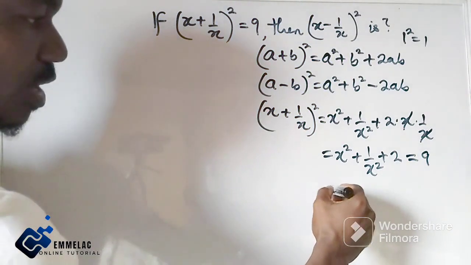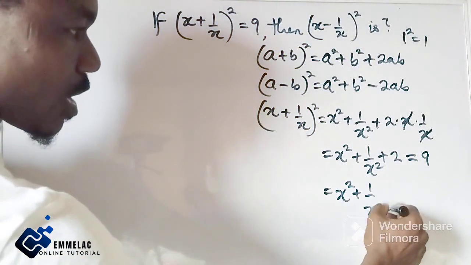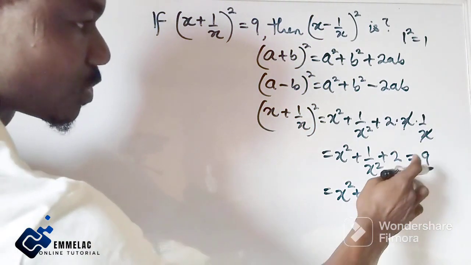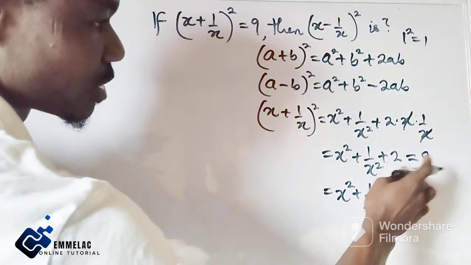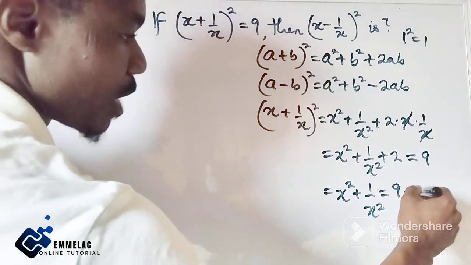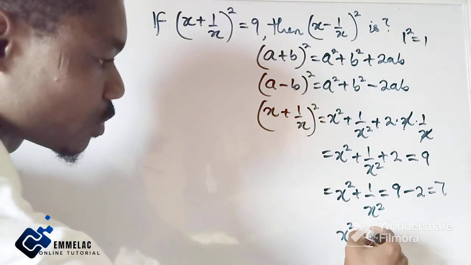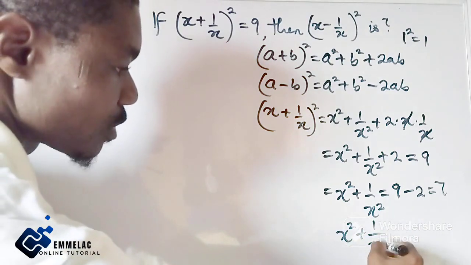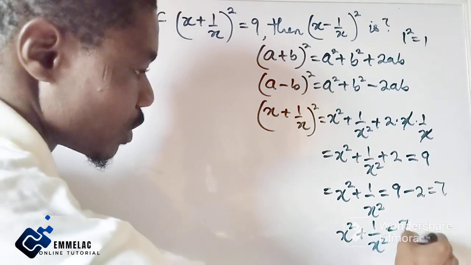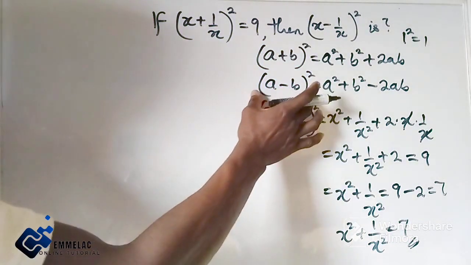So we are left with the fact that x squared plus 1 over x squared will now give us, subtracting 2 from both sides, 9 minus 2, which equals 7. So x raised to the power 2 plus 1 over x raised to the power 2 equals 7. Now that we've gotten this, let's come back to this.